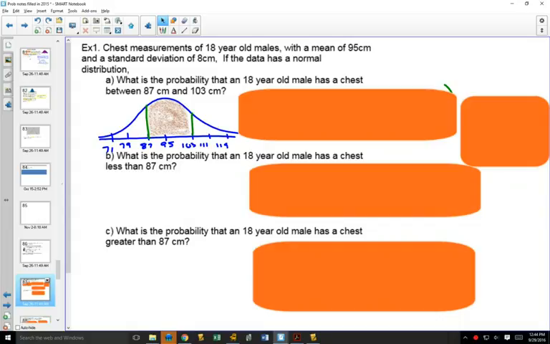Okay. So if we were to estimate this, we have our 68, 95, 99.7 rule. It lined up perfectly, 1 standard deviation below and 1 standard deviation above. We would estimate this is going to be approximately 68%. If we want to figure this out exactly, we're going to go to our calculator.